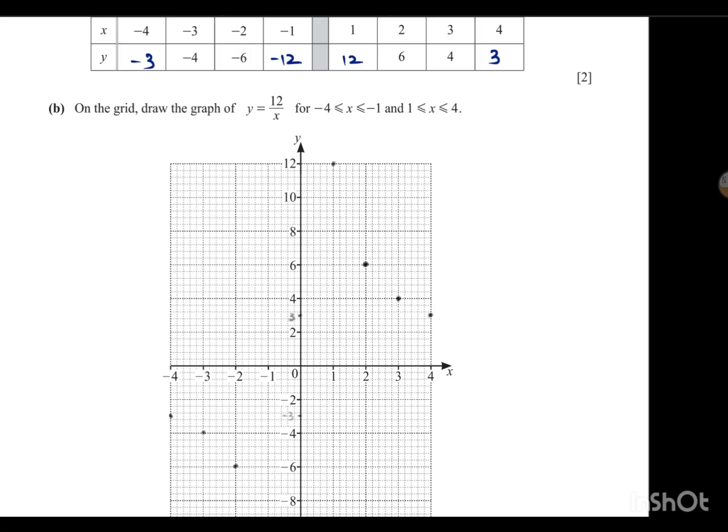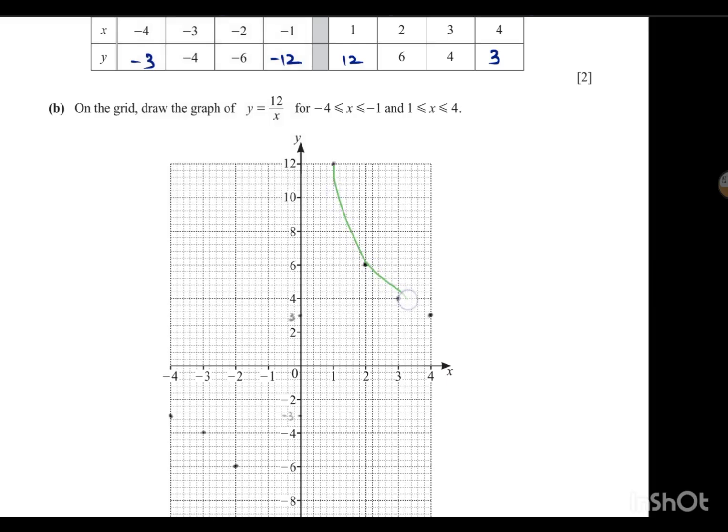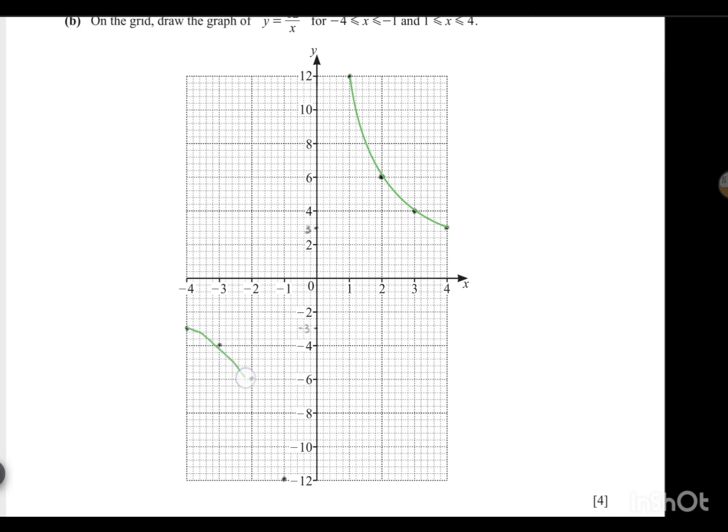Now you can take your pencil and make a curve along these points like this. Same way on the other side. So our graph is completed.